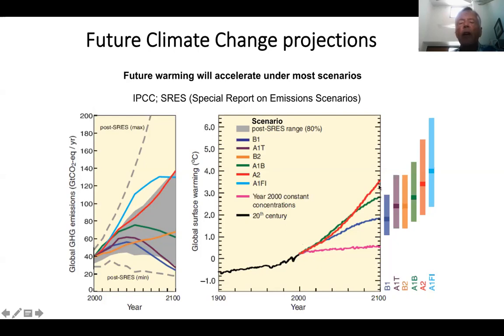And the worst case scenarios have an increased global temperature of about 3 degrees centigrade. This is constantly being upgraded, and I think now it's thought to be somewhat worse than this. And under the best case scenario, we would maybe have an increase of about 0.5 degree centigrade from what it was at that particular time.